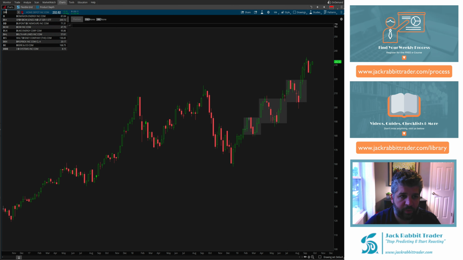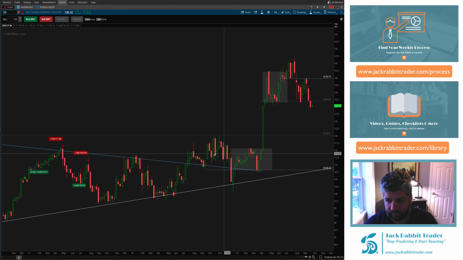Let's go back a little further. Let's go to a Disney trade. This is one that didn't work for me. So here was a breakout, super wide, right? So what happens when you get these moves that are really, really wide? My entry was 130, stop down here at 108.